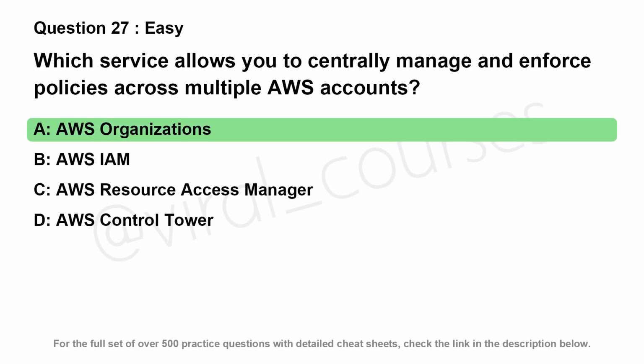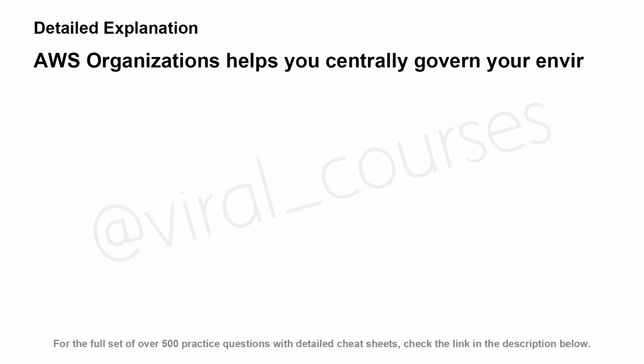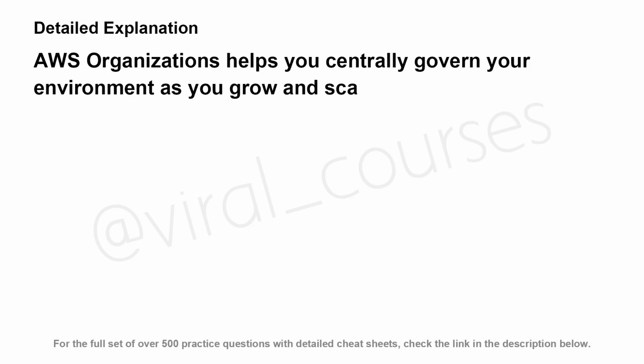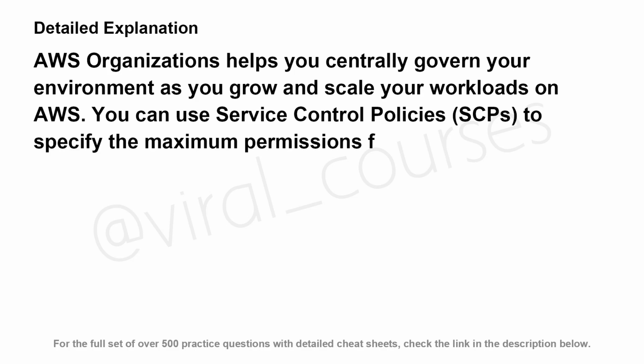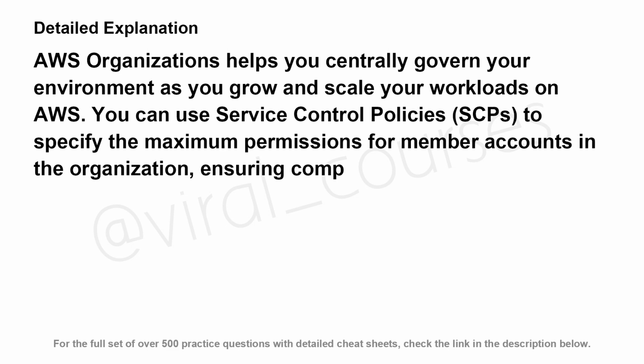The correct answer is A. AWS Organizations helps you centrally govern your environment as you grow and scale your workloads. You can use service control policies, SCPs, to specify the maximum permissions for member accounts in the organization, ensuring compliance across all accounts.